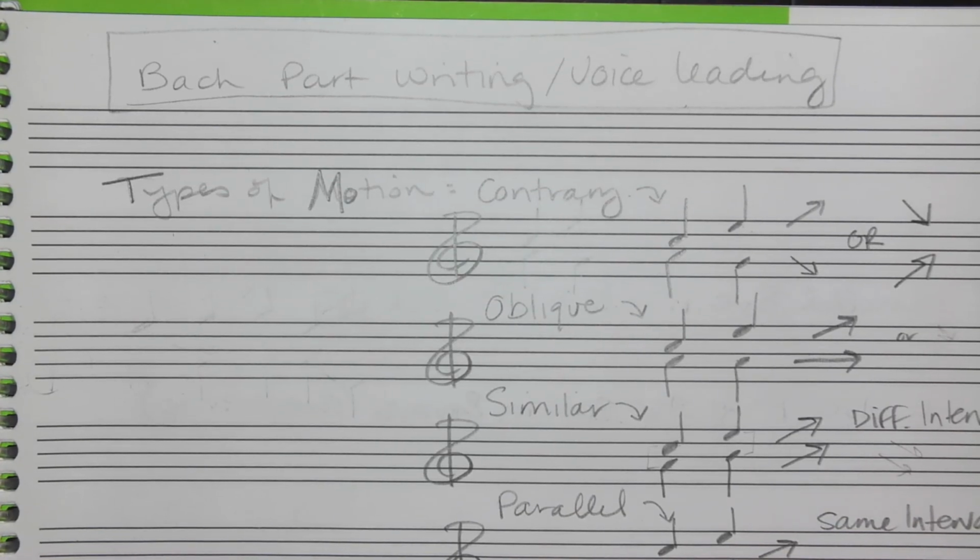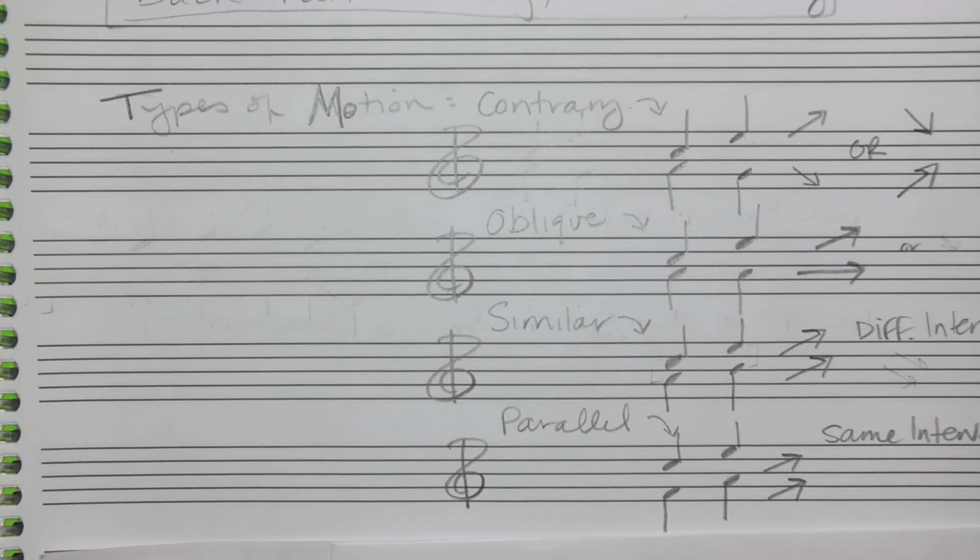Parallel motion means moving in the same direction and the same interval. Oh, look, you can't see that. There we go. So you have a fifth here, F to C, and then A to E, and you have a fifth there. So this is what we would call parallel motion, and this particular one is a P5.